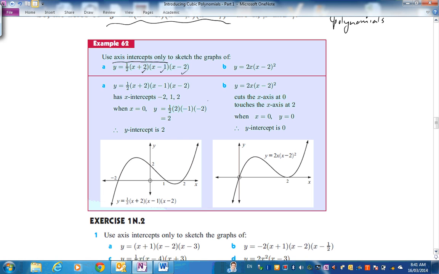So here we go. We're going to use these. So what are the intercepts? Put the first one equal to 0, x equals -2. Second one equal to 0, x equals 1. The third one equal to 0, x equals 2.